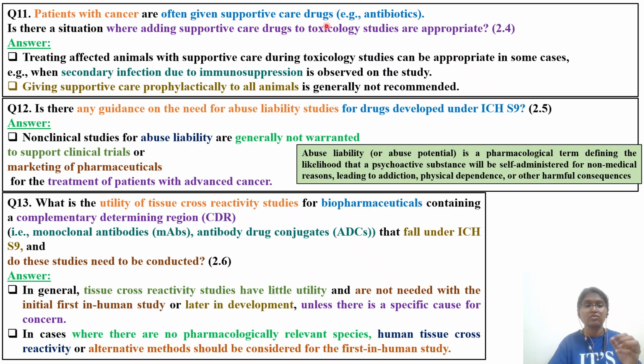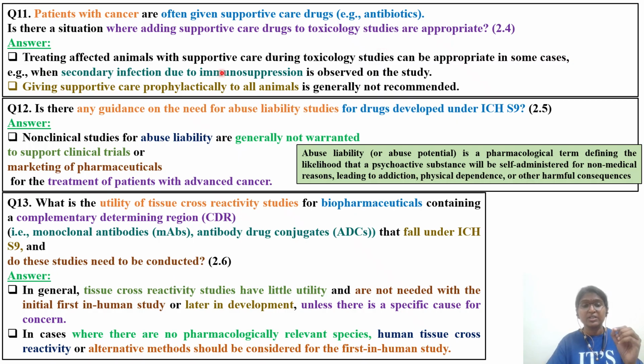Some questions are related to that. Patients with cancer are often given supportive care drugs. The example given in the guideline is antibiotics. Is there a situation where adding supportive care drugs to toxicology studies is appropriate? So for these supportive care drugs, additional toxicology studies, that is the question. What is the answer given by the regulatory agency? We'll see.